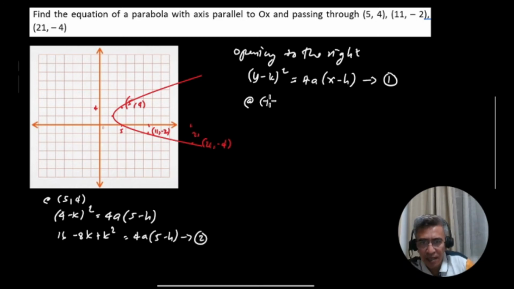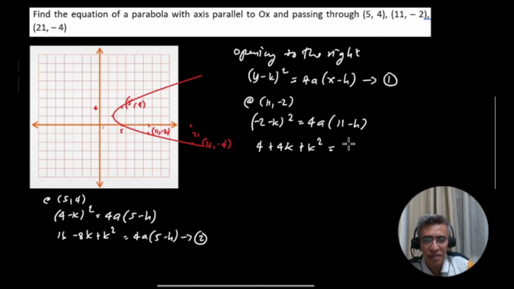And the second point, 11, negative 2. y is negative 2, so negative 2 minus k squared is equal to 4a times x, which is 11, minus h. And then we simplify the left side. That's negative times negative, that's positive 4. Negative 2 times negative 2 times negative k, positive 2 times 2, that's 4k. And negative k times negative k, that's positive k squared. Copy the right side. So 4a times 11 minus h. And this is equation 3.